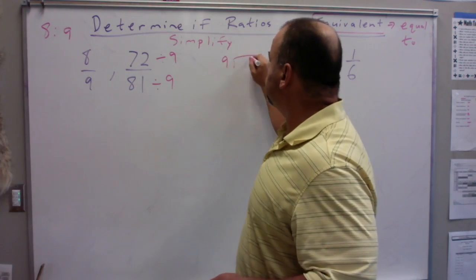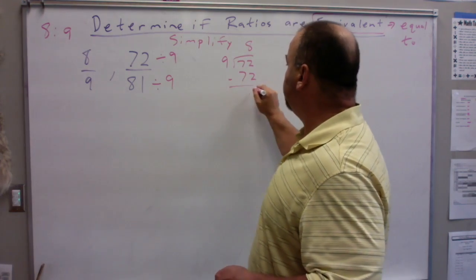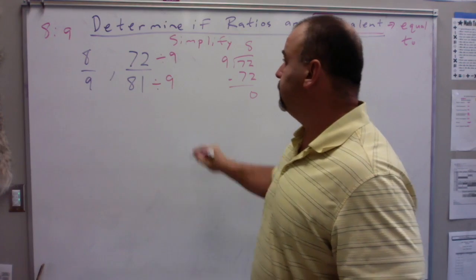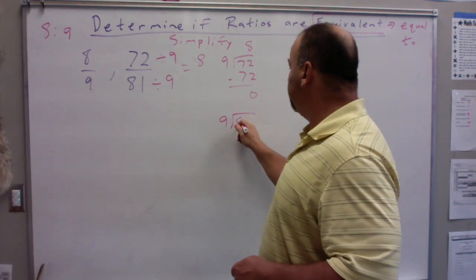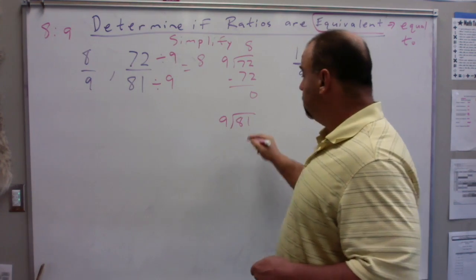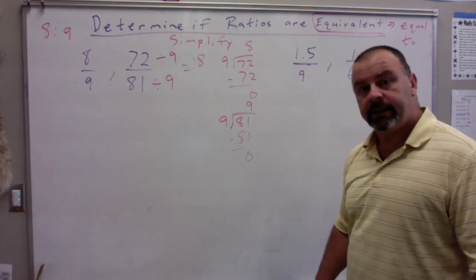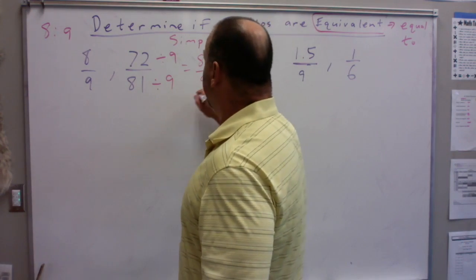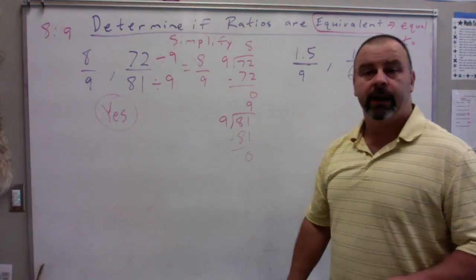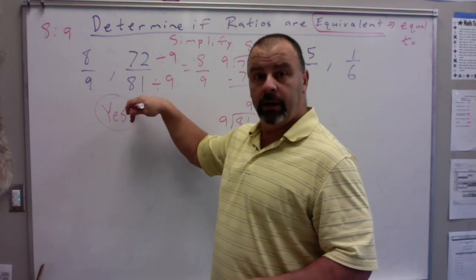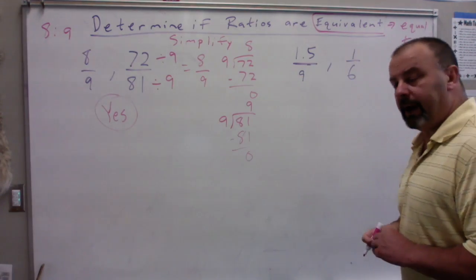9 goes into 72 how many times? 8. 8 times 9 is 72, subtract, you get 0. That's 8. And 81 divided by 9. 9 goes into 81 how many times? 9 times. 9 times 9 is 81, subtract, you get 0. So, in other words, this is the same as this, and yes, these are equivalent to each other. Even though these numbers are a lot bigger, they come out to be the same fraction when I simplify it down.